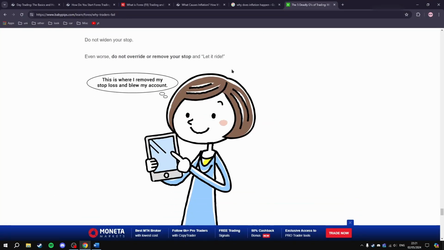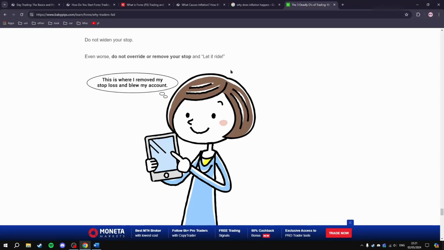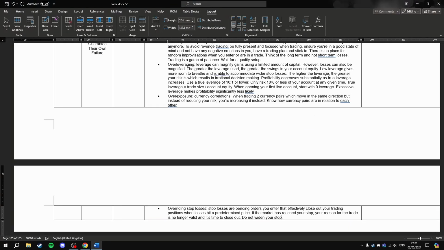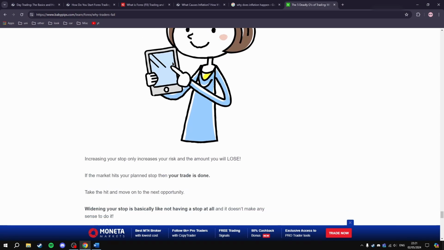Do not widen your stop. Even worse, do not override or remove your stop and let it ride. This is where I removed my stop loss and it blew my account.